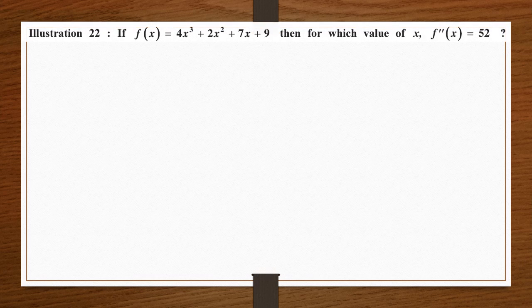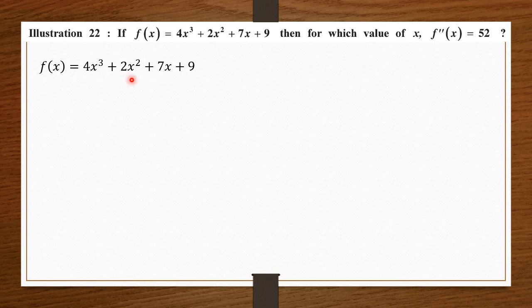We will take one last sum in this tutorial. This is quite a small tutorial I have created specifically for understanding the concept of second order differentiation. So we have f(x) equals 4x cube plus 2x square plus 7x plus 9, and for which value of x is f double dash x equal to 52? Now this is a kind of question which we have solved with f dash x. Now we have to do it with f double dash x. But for that, first we have to calculate f double dash x, and then we have to assume it as 52. So first of all, I am going to write down the question as it is.